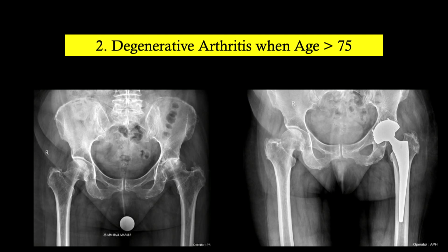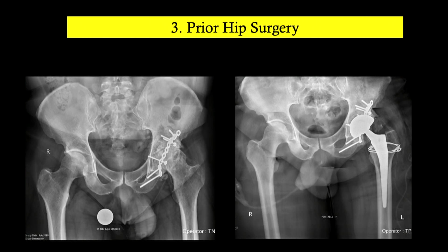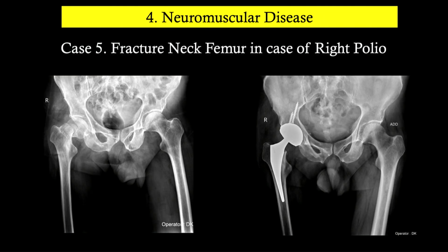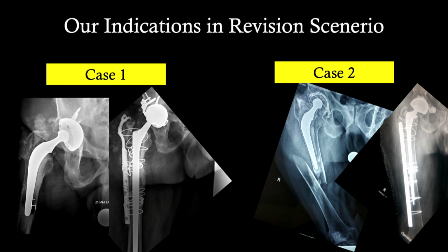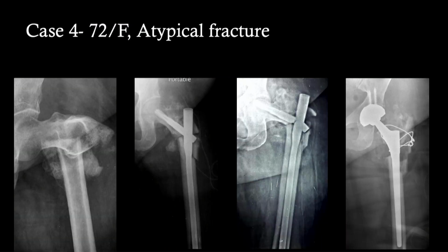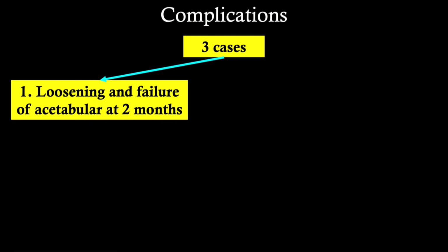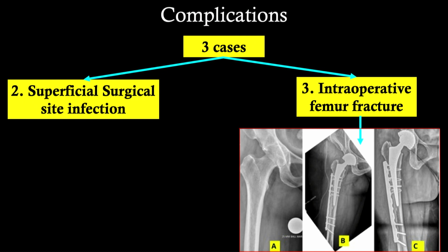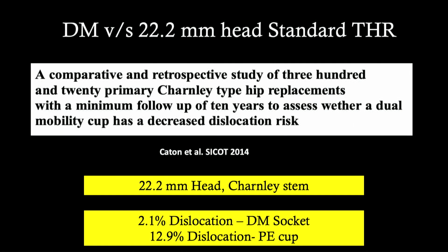And these are some of the cases. Degenerative arthritis, elderly population, prior hip surgeries, a case of excision hip, fracture, polio, revision scenarios, revision of bipolar to dual mobility hip, and salvage of an atypical femur fracture with dual mobility. We have our own share of complications. One was loosening and failure of the acetabular cup, which was revised with a cage and cemented cup, a case of superficial surgical site infection, and a case of intraoperative fracture, which was fixed.